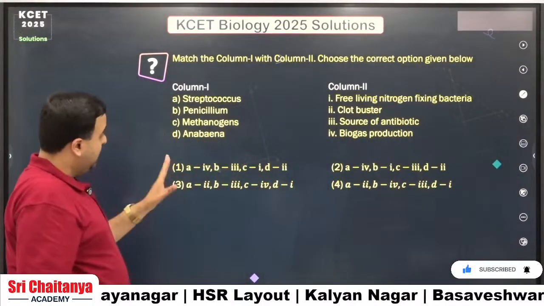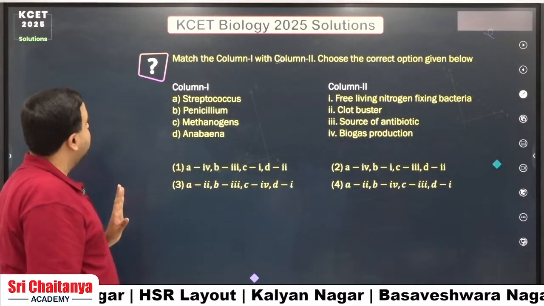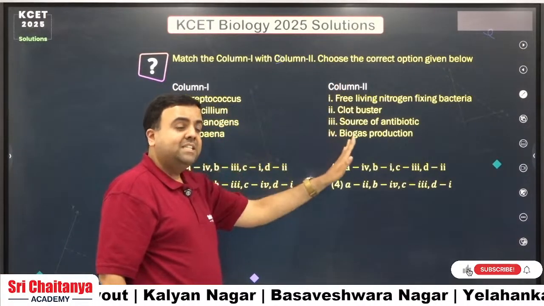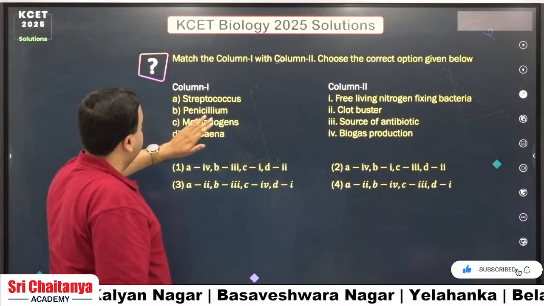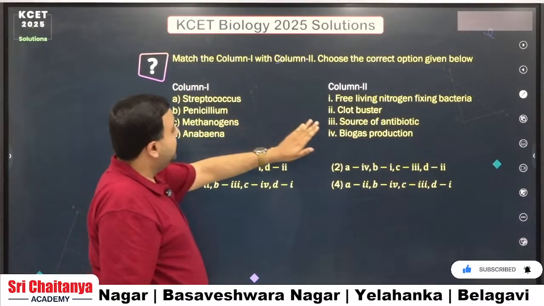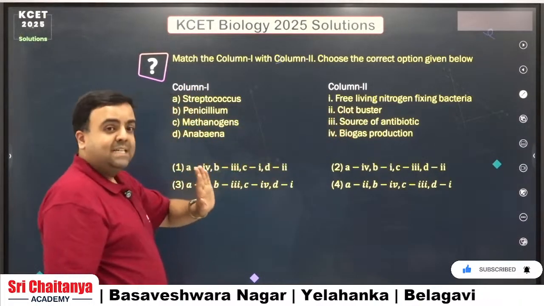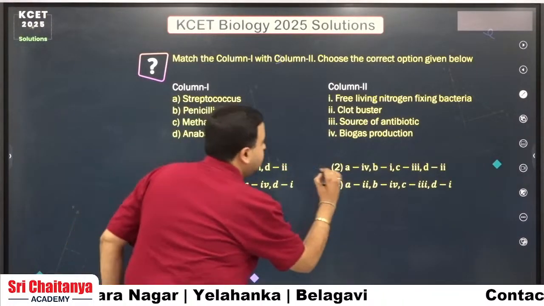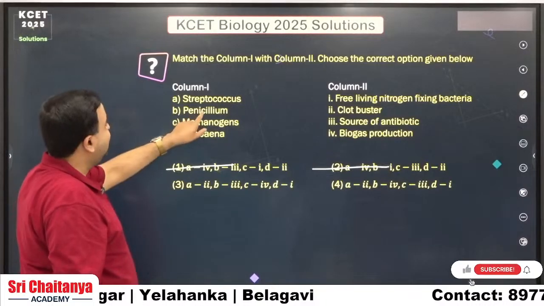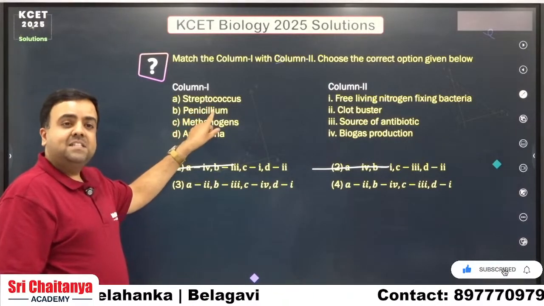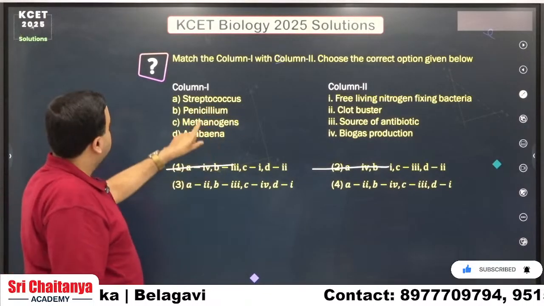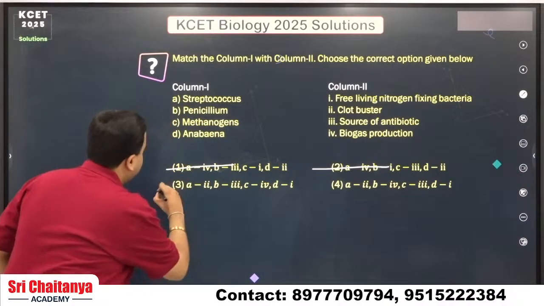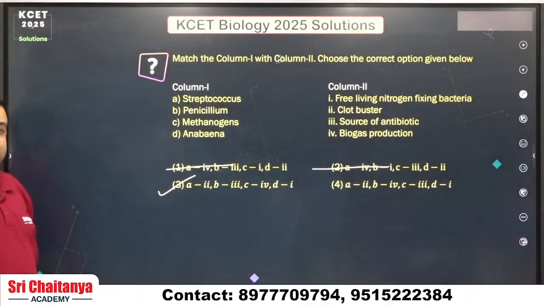Now, we are coming to another question which is of the match the following type. So, in column 1 you have the names of some organisms and in column 2 their utility. Streptococcus is a bacteria from which we can obtain the clot buster enzyme, that is streptokinase. So, A going to 2. I can directly remove options 1 and 2. Then Penicillium is the organism which gives us the antibiotic penicillin. So, B going to 3. So, directly option number 3 is your correct answer for this question.